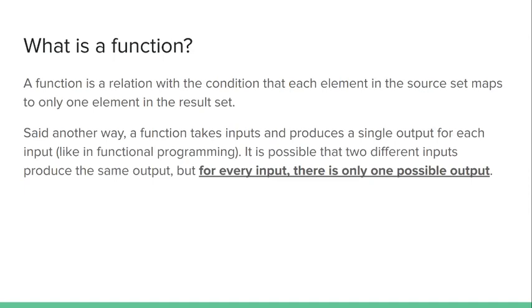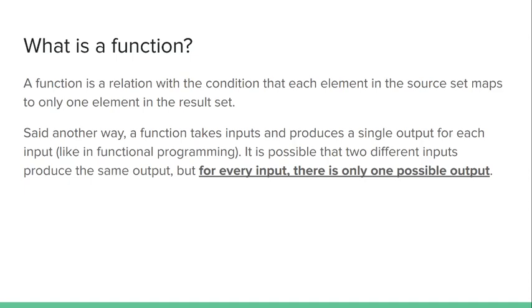Now, functions are also relations, but they have a special condition, which is that each element in the source set maps to only one element in the result set. So if we consider the values that are generated by our relation as pairs of x, y values, it doesn't have to be x and y, but we're used to hearing about x and y values because we tend to map functions and relations that are mathematical on a coordinate plane when they're two-dimensional.